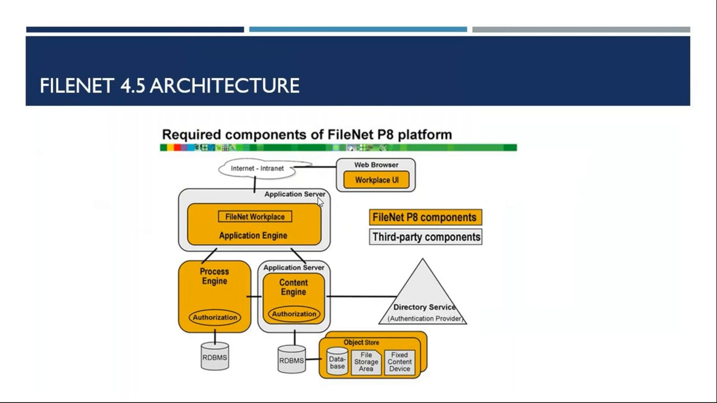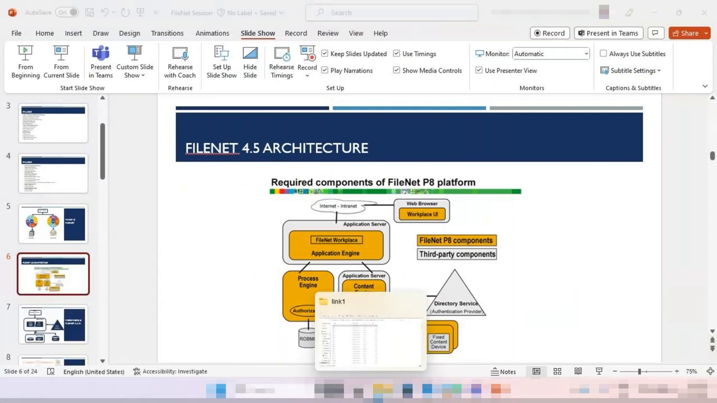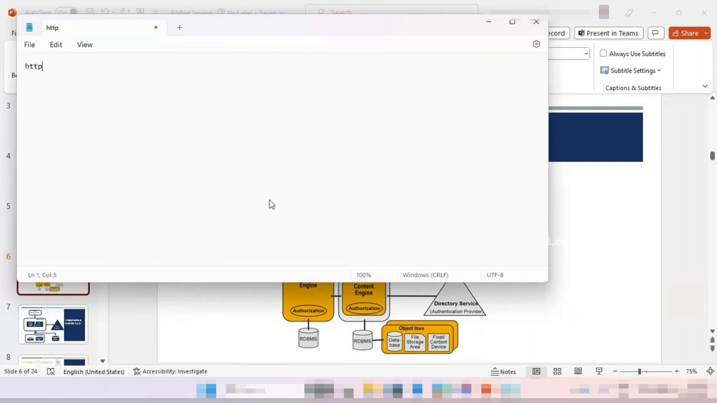To see the FileNet version, you just browse this URL. I'll give one URL. Do you have the IP and port number where FileNet is running? Yes, sir. It is the IP and port, slash FileNet, slash engine. Just hit this URL.